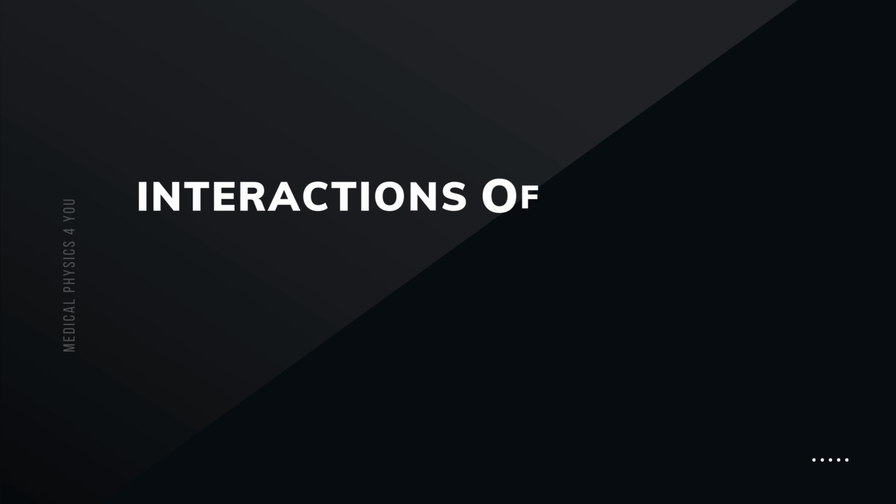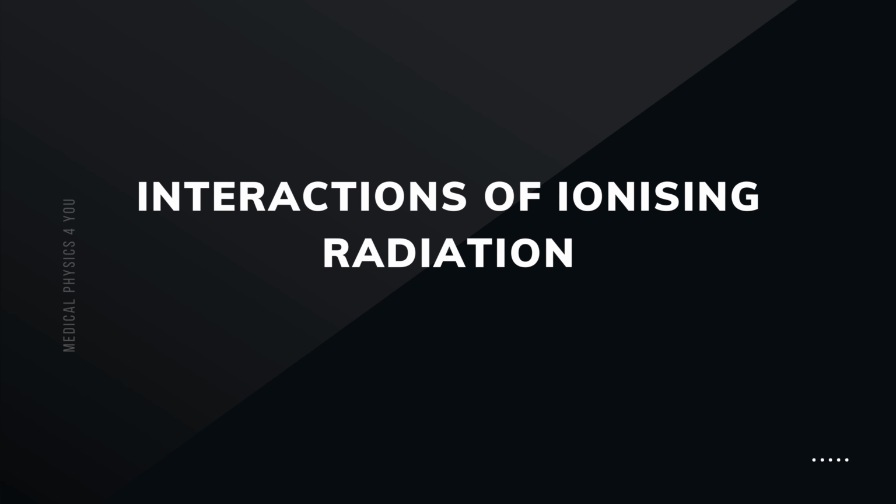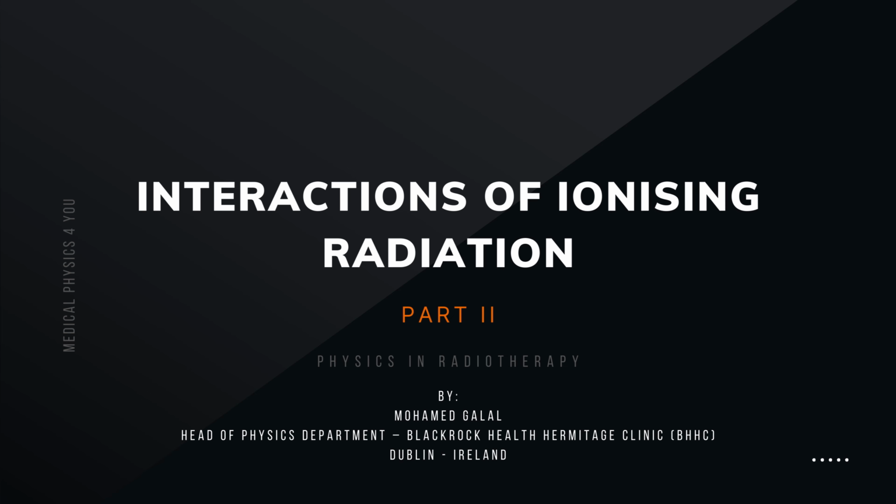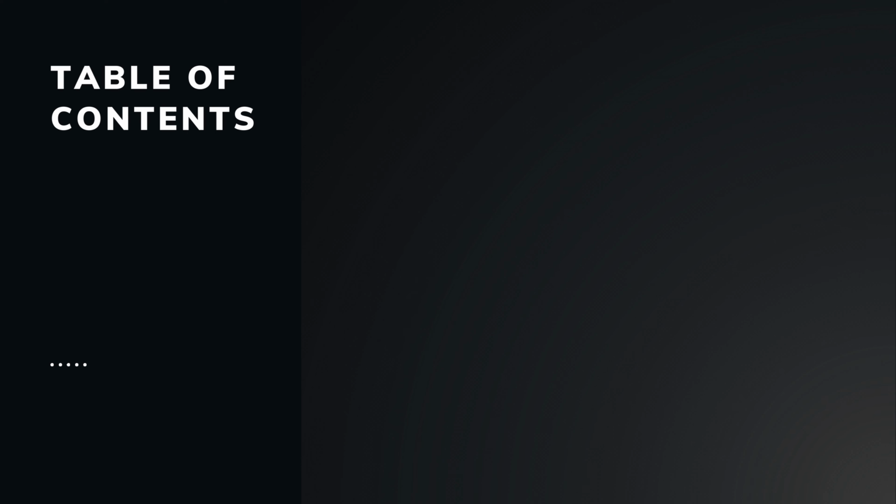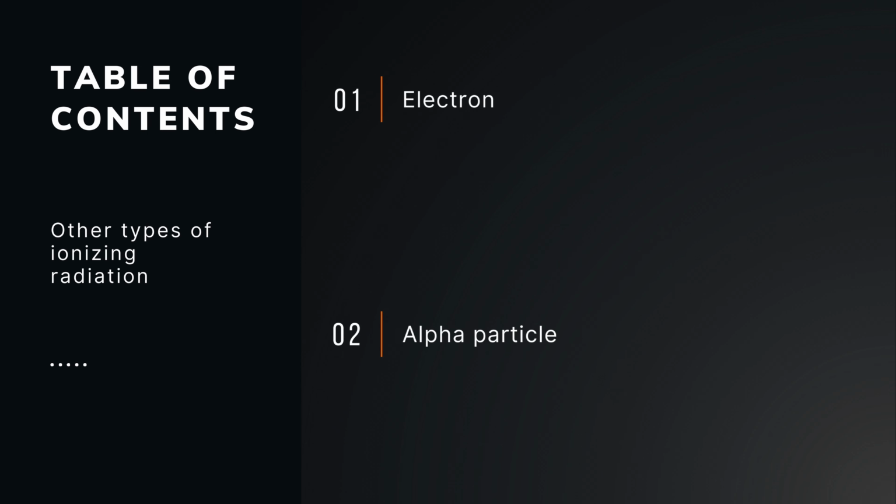Hello everyone. Today we are going to continue the discussion about the interactions of ionizing radiation with matter. This lecture is about the interaction of heavy and charged particles with matter. In the previous lecture we discussed photon interaction with matter. Today we will discuss the interaction of other types of ionizing radiation like electron, alpha particle, proton, and neutron, and briefly see what type of interaction can happen when these types of radiation hit a matter.